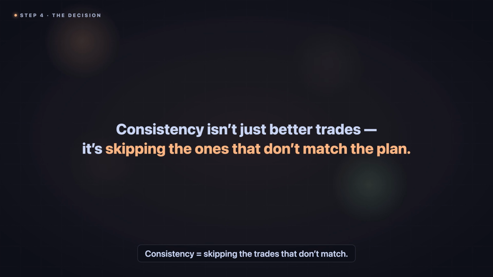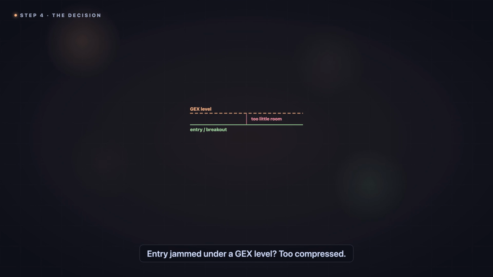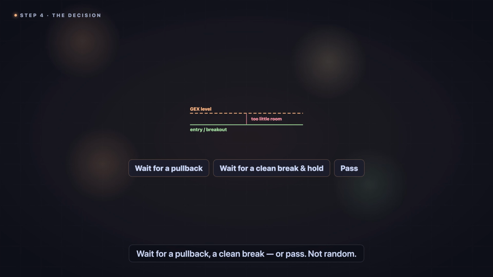For example, if price is breaking out but the entry is directly under a major GEX level, the trade may be too compressed. Maybe I wait for a pullback. Maybe I wait for a clean break and hold above that level. Or maybe I pass. The value is that I'm no longer making that decision randomly.